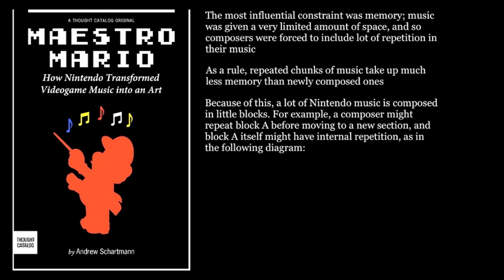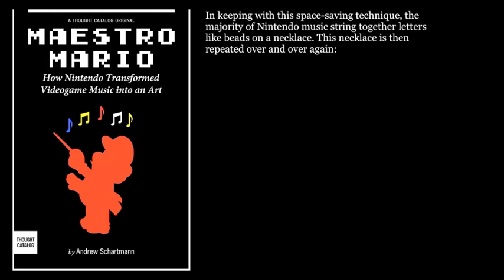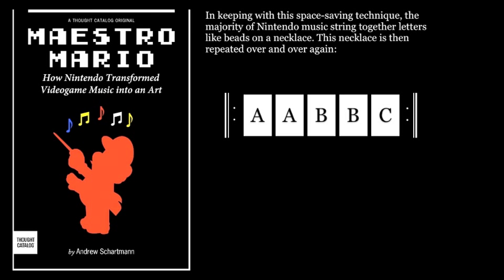For example, a composer might repeat block A before moving to a new section, and block A itself might have internal repetition, as in the following diagram. In this example, the only music taking up space is one iteration each of small a and small b. In keeping with this space-saving technique, the majority of Nintendo music strings together letters like beads on a necklace. This necklace is then repeated over and over again.